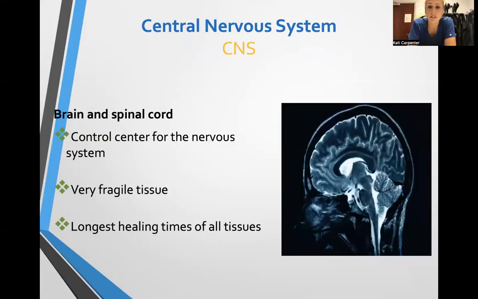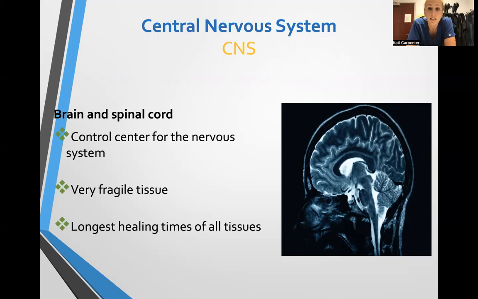Now, central nervous system. The central nervous system is the brain and the spinal cord. That's it. So the brain and spinal cord is the central. So brain, spinal cord, straight down the back. It's the control center for the nervous system, and all of those other nerves are going to connect to it so things can be relayed to the brain and then messages sent back out from the brain.